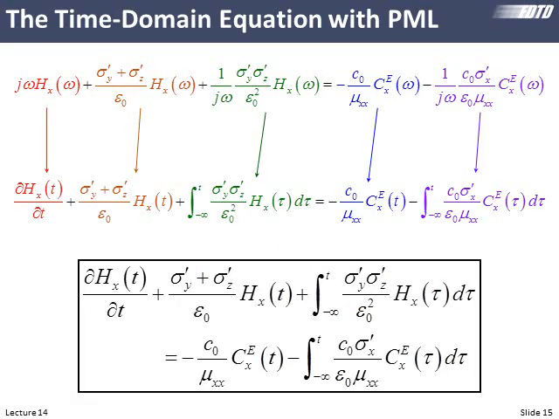So here's a summary of what we did. Term by term, we went from our frequency domain equation with our PML parameters to a time domain equation with PML parameters. And notice we have integrals inside of these. So while our finite difference time domain is running, we'll have to be calculating these integrals. So things slow down a little bit.